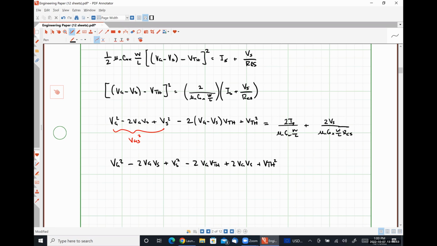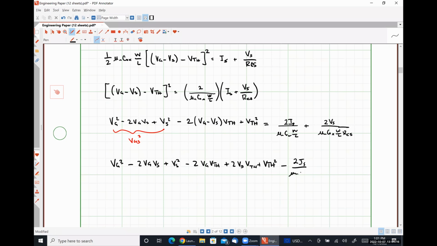There is one. Yes. Absolutely right. I just noticed that myself. Thank you. Yeah, so, okay. And that, I think that fixes it, right? Yeah. And then what I'm going to do here is minus twice IS over mu n Cox W over L minus twice VS over mu n Cox W over L times RCS is equal to 0.